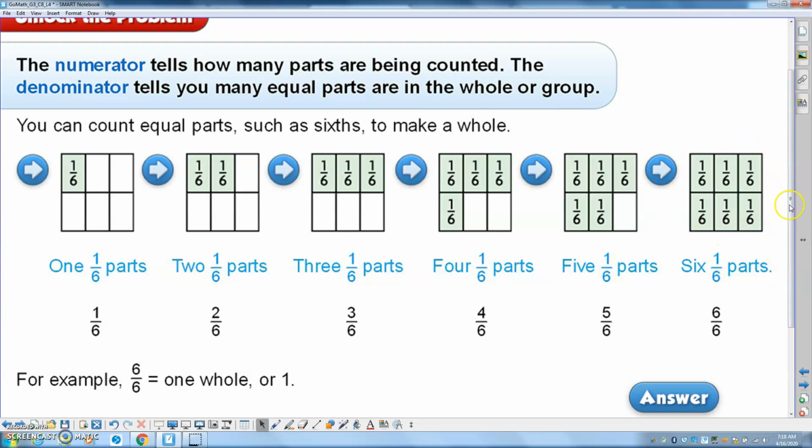and if you look up here, the whole thing is shaded. So when we have the numerator and the denominator as the same, then we have one whole. If you had all 6 1/6, then you would have a whole. So every time we see the numerator and the denominator as the same number, that means we have all the pieces. That would be one whole. So 6/6 is equal to one whole.